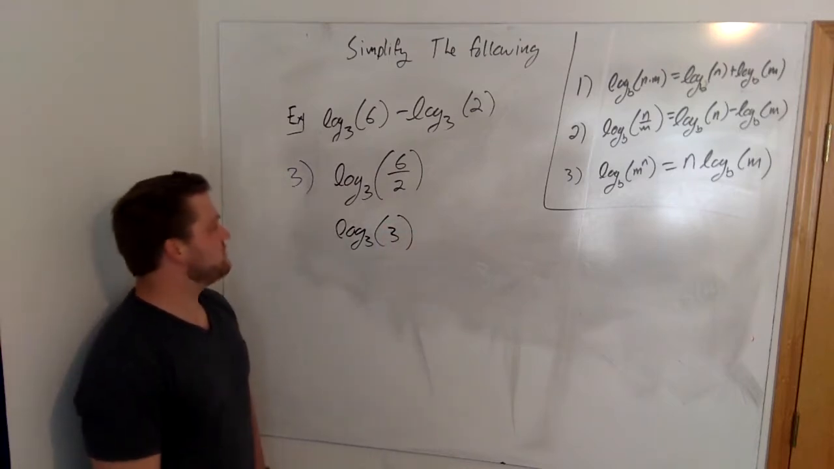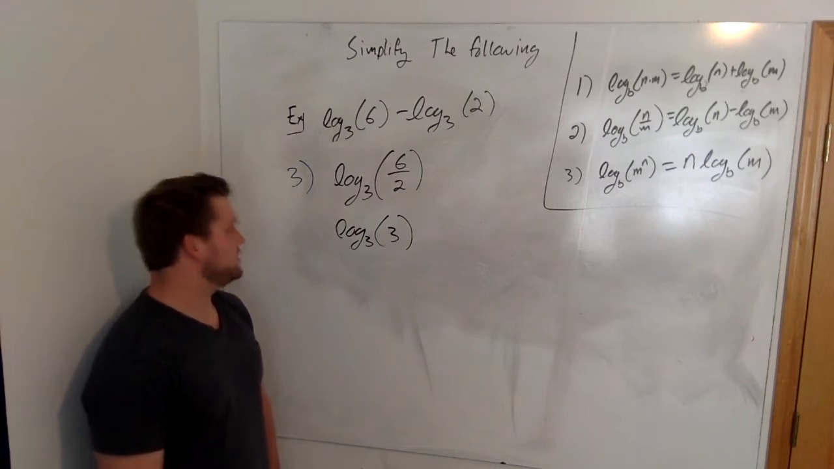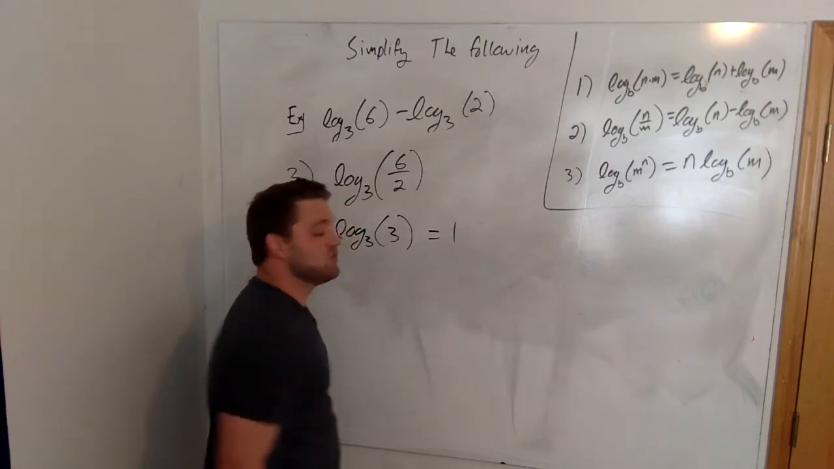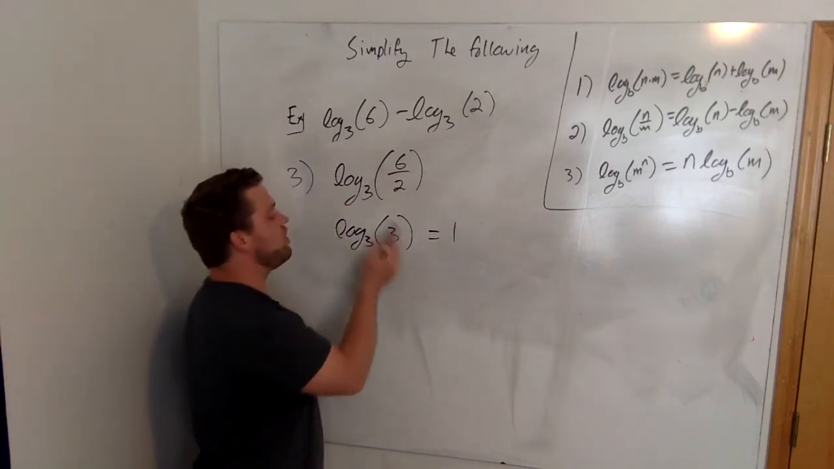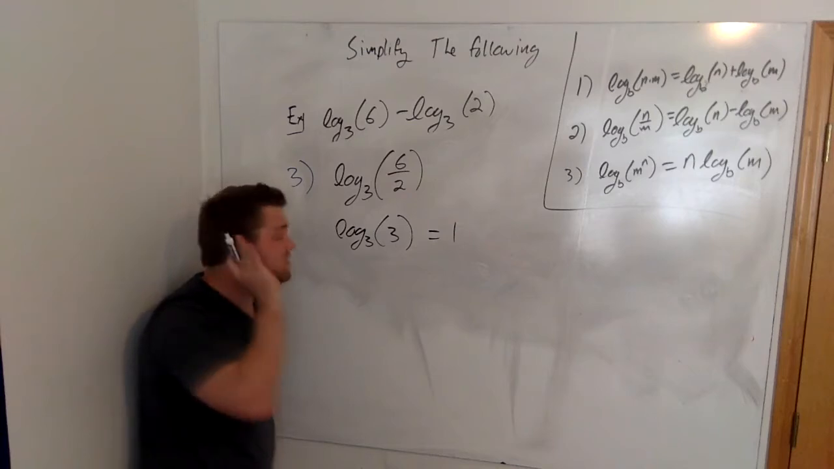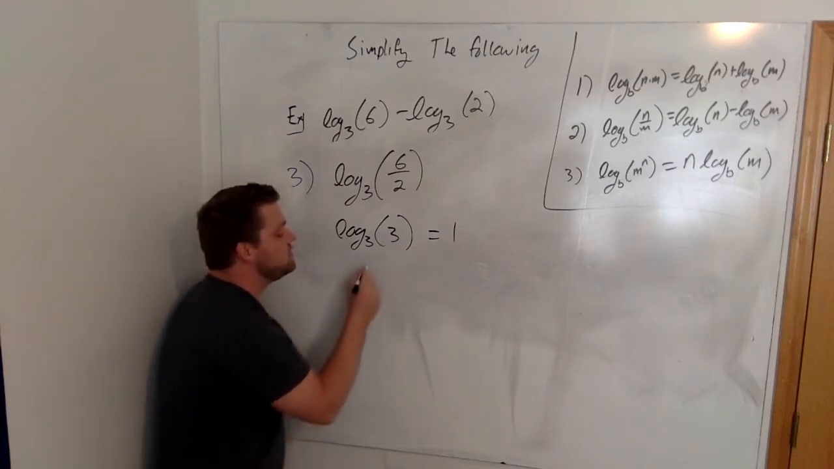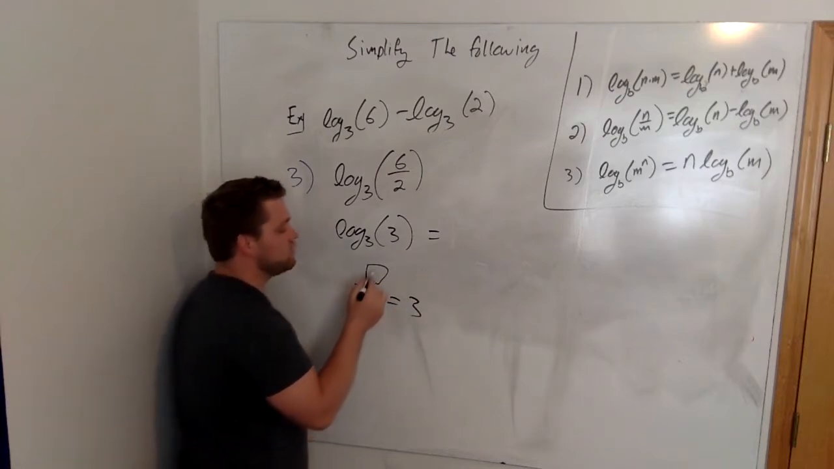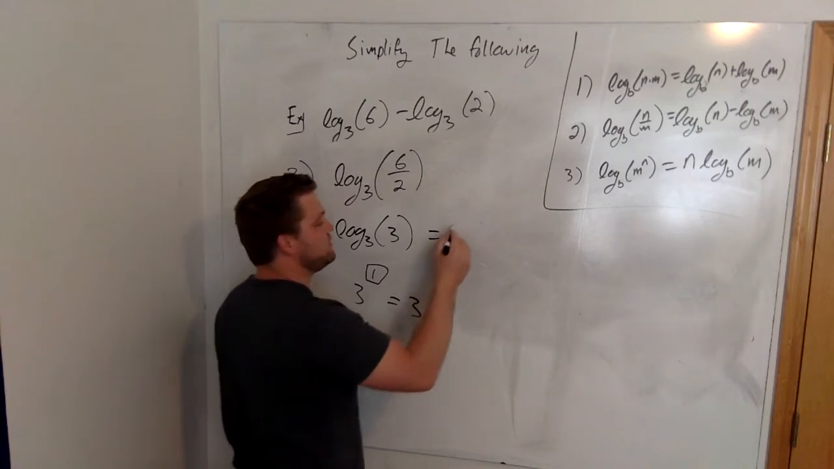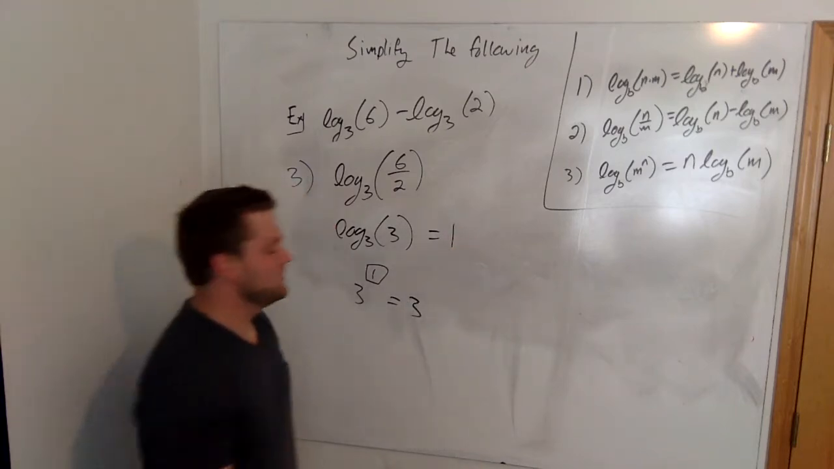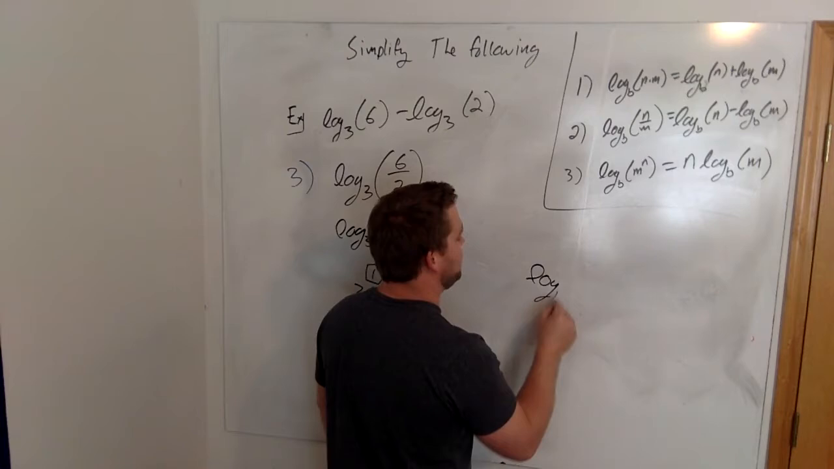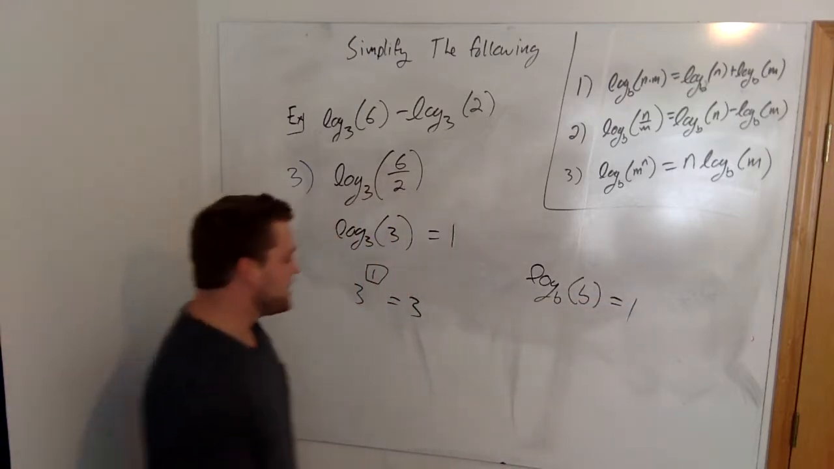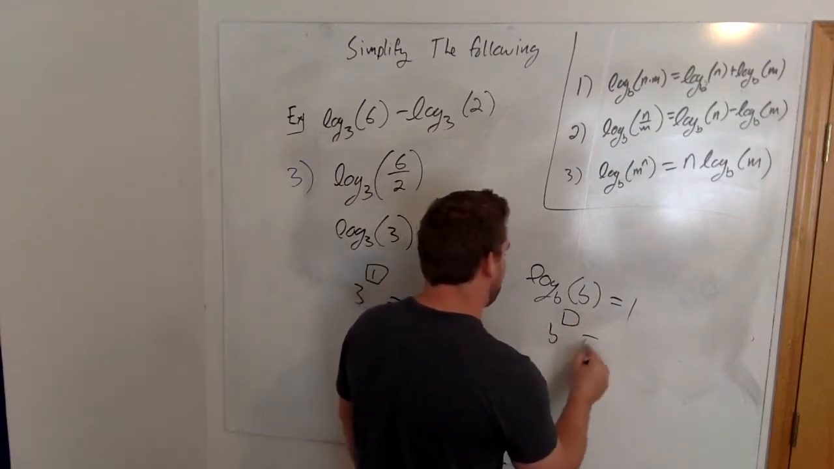And now let's think to ourselves, can we evaluate log base 3 of 3? I argue the answer is 1. Why is this 1? What is this log telling us? It's saying 3 to what power gives you 3? And it says 1. Log base 3 of 3 is 1. Log base b of b is always 1, because b to what power gives you b?